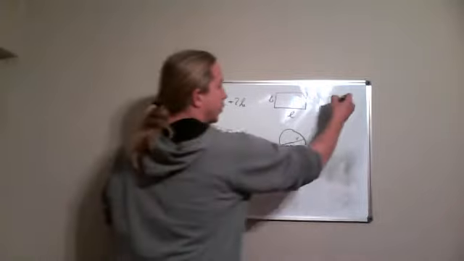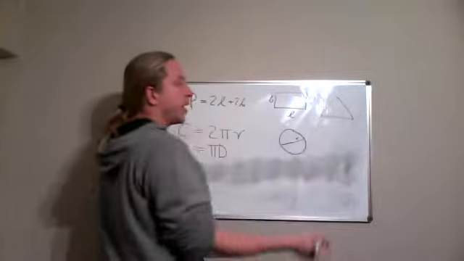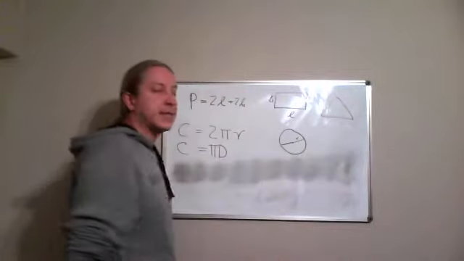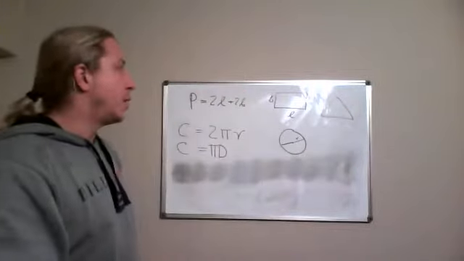Now, the perimeter of a triangle, there's nothing special about it. Just add the three different sides together and then you have your perimeter.